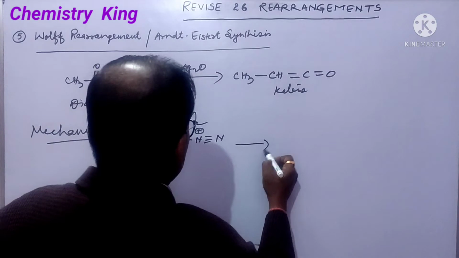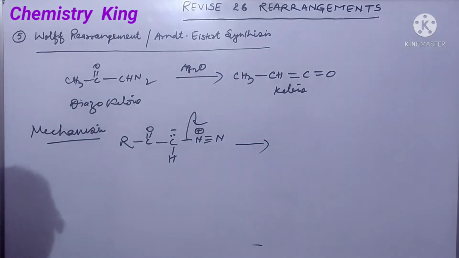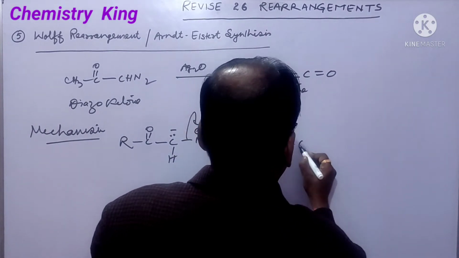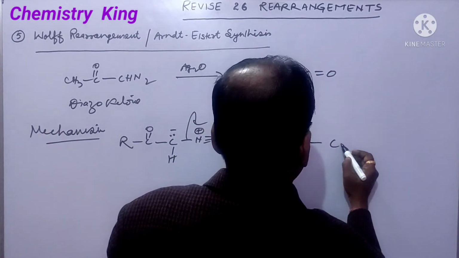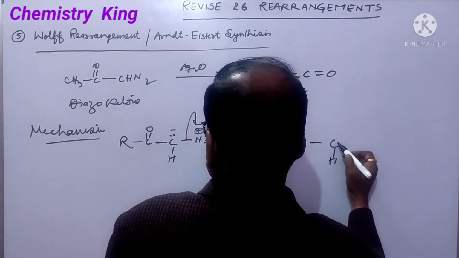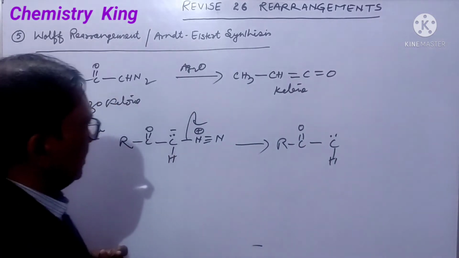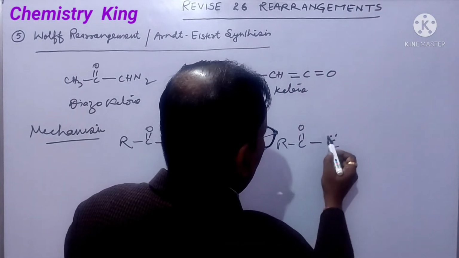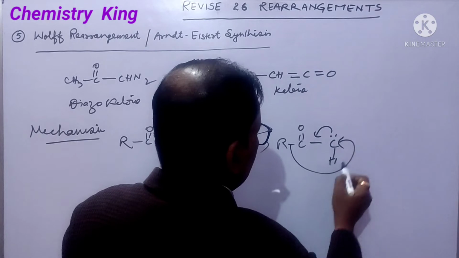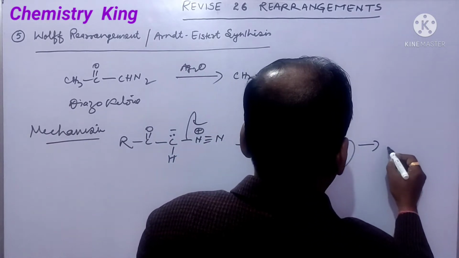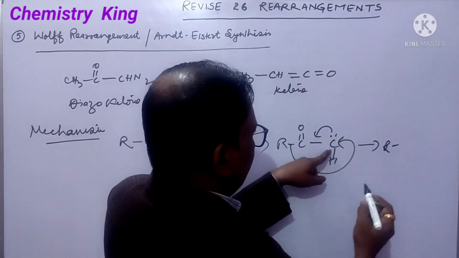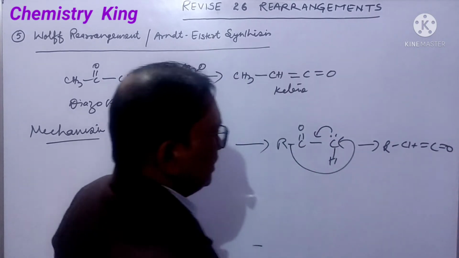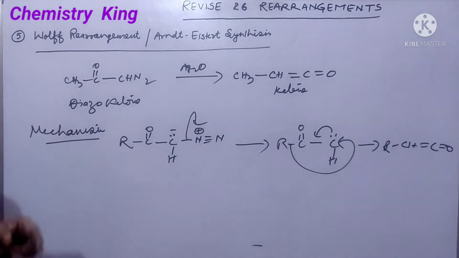Nitrogen gas is eliminated. The reaction is carried out in presence of solid silver oxide. R C double bond O CH. This is carbene. Nitrogen gas is eliminated. Now R will come here, resulting in R CH double bond C double bond O. It is ketene. It is the Wolff rearrangement.